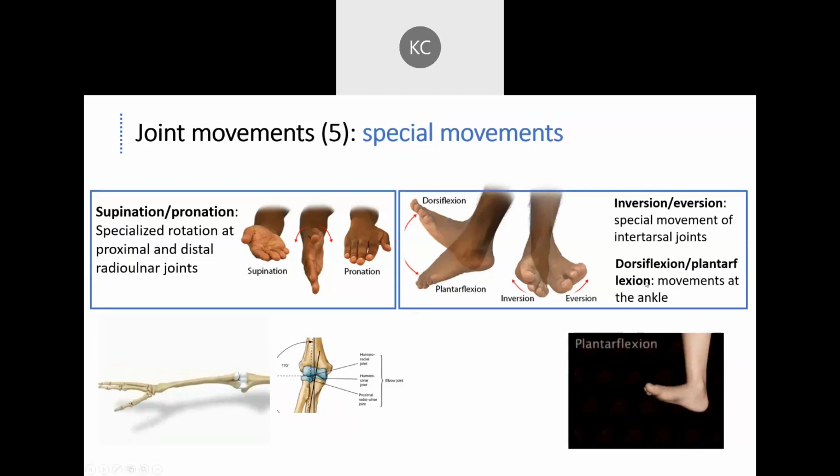Now, you also have what's called inversion and eversion. Inversion and eversion have to do with the movement somewhat between the talus and the tibia, but largely between the tarsals themselves, so at the intertarsal joints. This has to do when we move the foot inward, so toward the midline, or away from the midline.